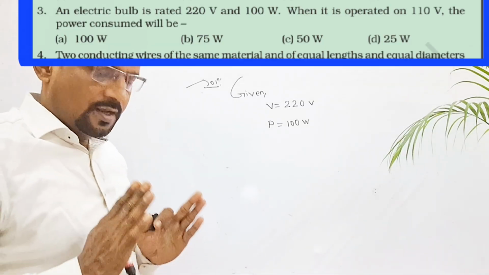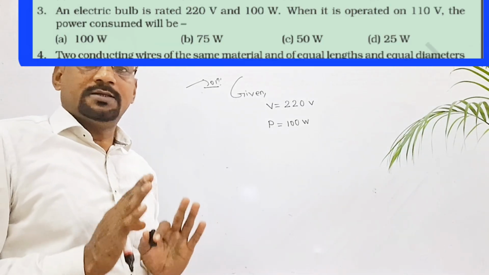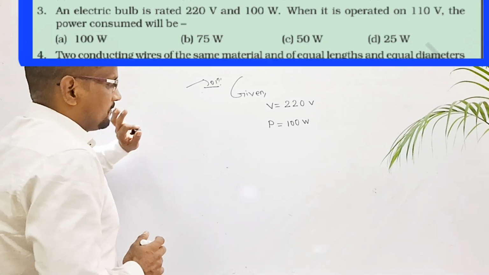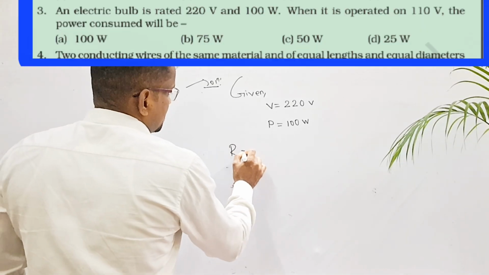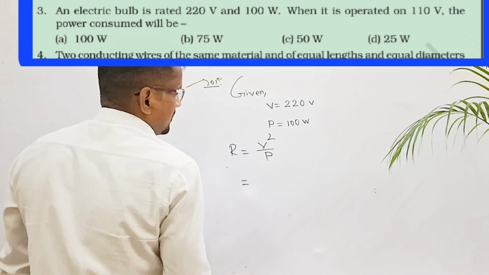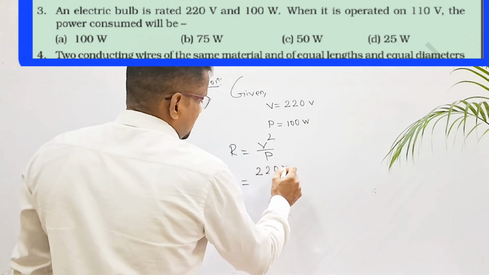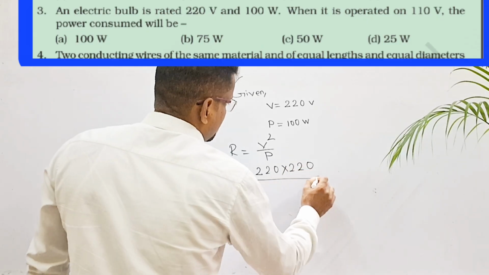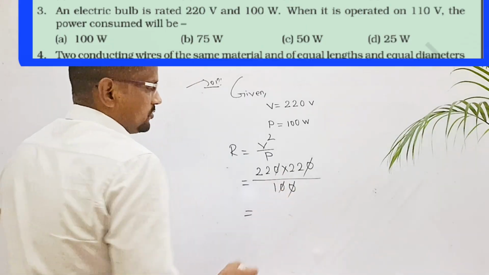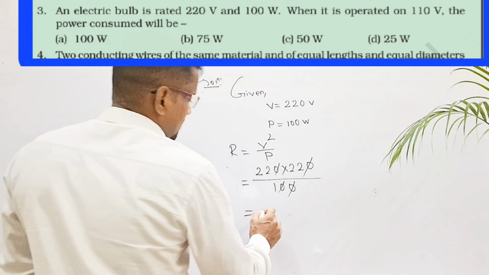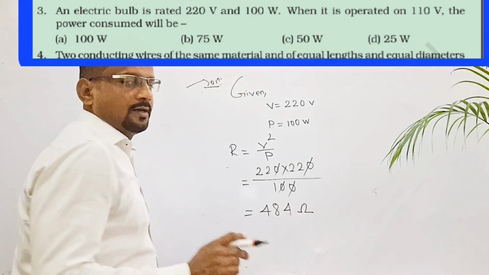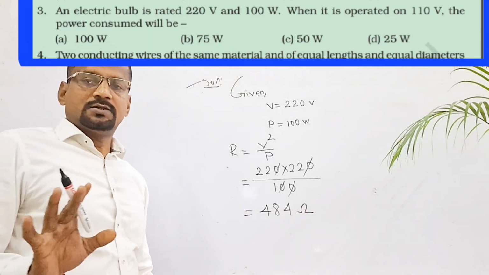In this question, at first you have to calculate resistance. So from where you will calculate resistance? From V and P. So as you know, R is equals to V square by P. This is equal to 220 into 220 by P, which is 100. This cancel, this cancel. 22 into 22, 484. That is your 484. This much ohm is the resistance of the bulb, which remains constant.